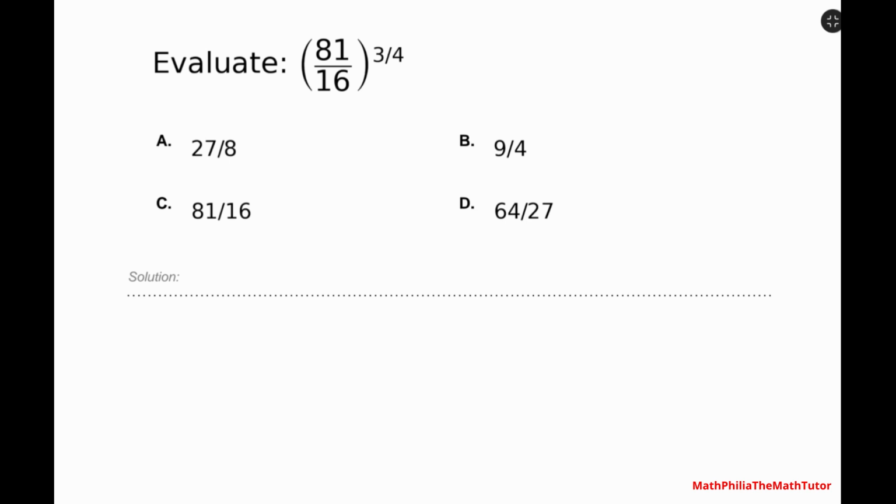Again, we have 81. What is 81? Well, 81 is the same as 3 raised to the power of 4. Let me check that on the calculator. Yes. So 81 is the same as 3 raised to the power of 4. We divide this by 16, which is the same as 2 raised to the power of 4. We just said that earlier. Then we have 3 over 4 outside the bracket. And this is equal to.